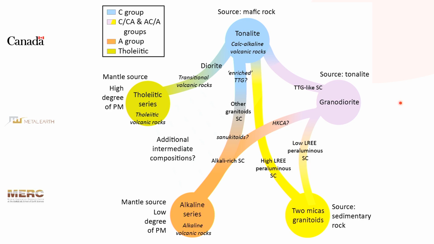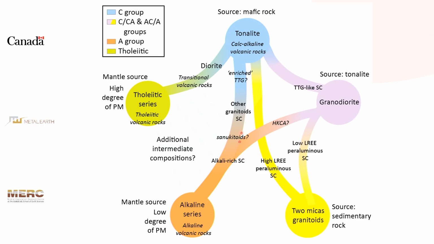So to wrap it up, this is a conclusion diagram in which you see in the circle the magmas we are used to. For example, the tholeiitic series derived from a high degree of partial melting of a mantle rock, tonalite derived from a mafic rock, granodiorite derived from a tonalite source, the two mica granitoid with a sedimentary source, and here the alkaline series derived from an enriched mantle rock, so the primitive mantle, for example, and derived from this mantle by low degree of partial melting. So that's what we know, what we are used to.